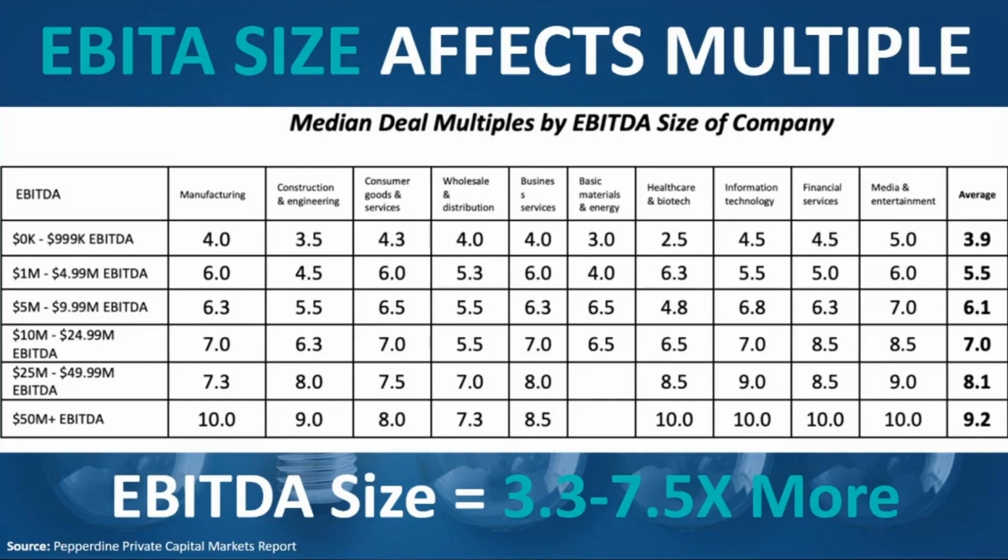The point here is that the smallest average is 3.9. It goes to 5.5, a pretty big jump in that next row, and then all the way up to 9.2. So the point to take here is the larger your business, the more it's worth. The multiple goes up as your company grows. So what can you do about that? The obvious piece is continue to sell and retain more business.